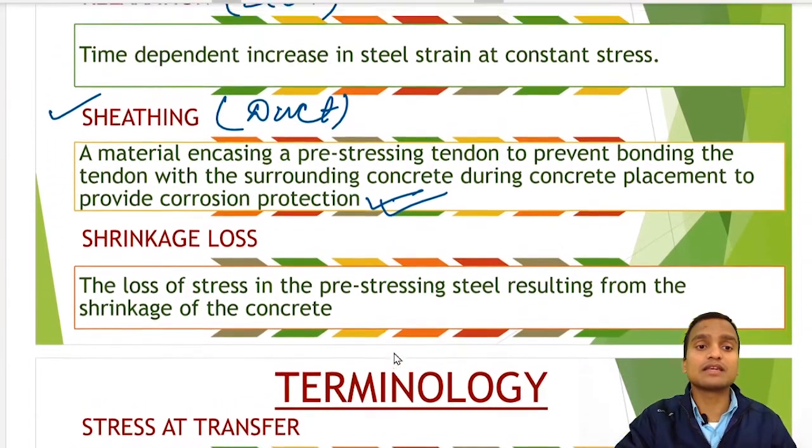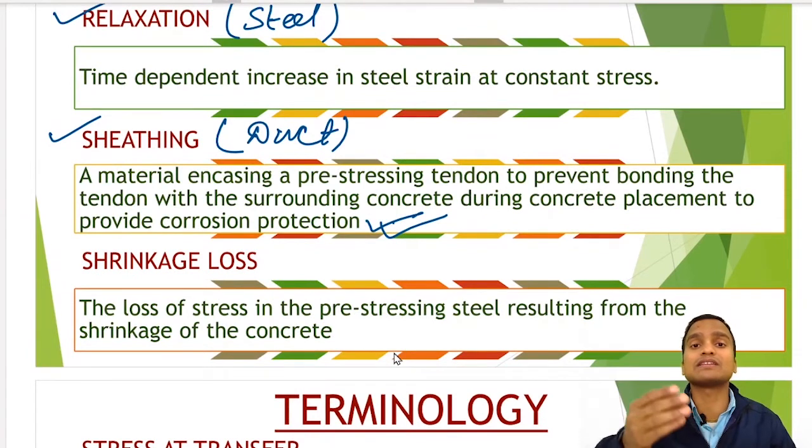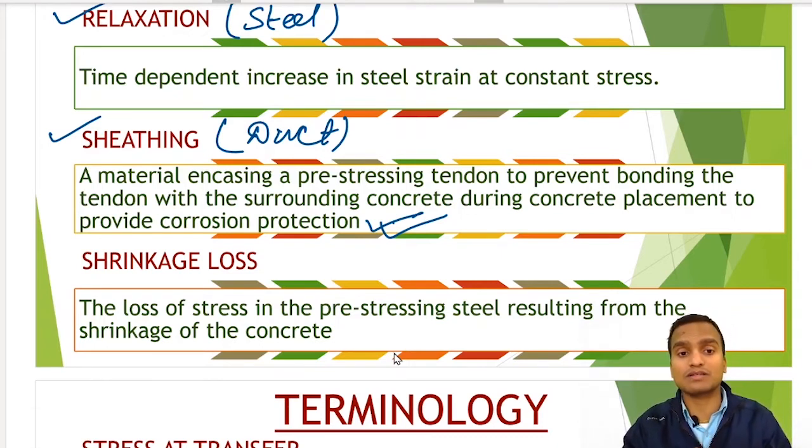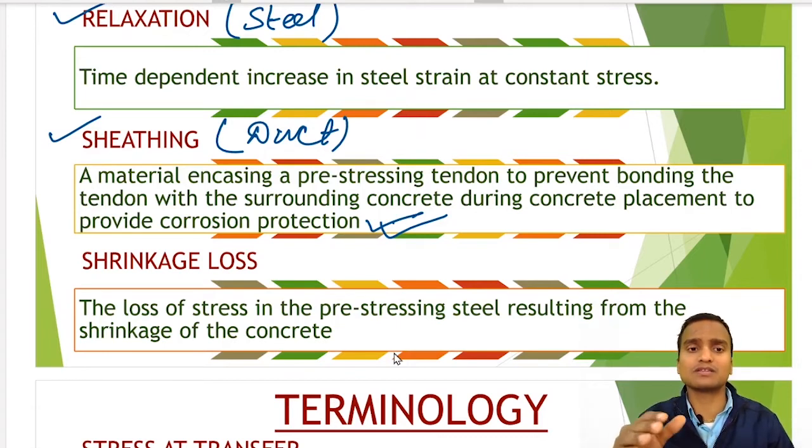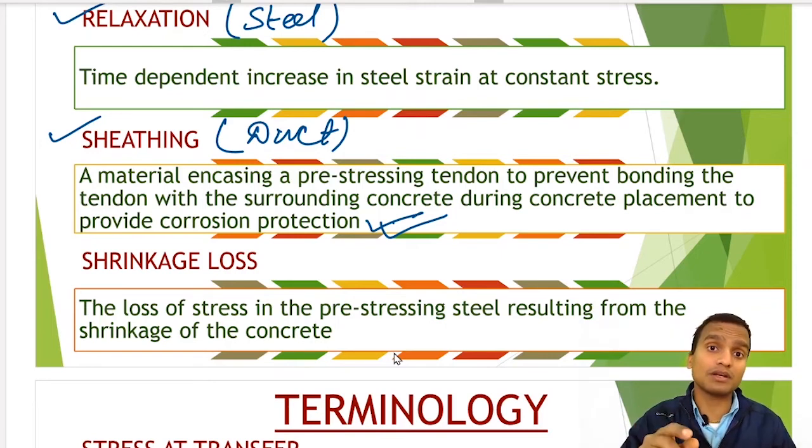Subsequently, next is the shrinkage loss. Just like there is creep strain, similarly there is another property of concrete, shrinkage. Shrinkage is the loss of stress. All of these terms will become clear when we discuss the losses. One of the losses is shrinkage loss, and this is the loss of stress in the pre-stressing steel resulting from the shrinkage of concrete.